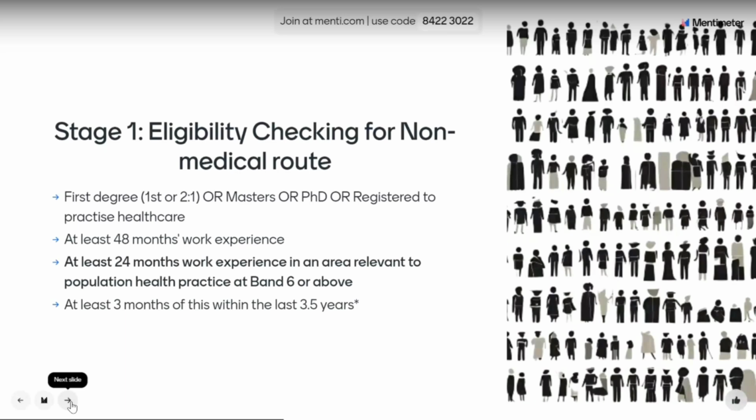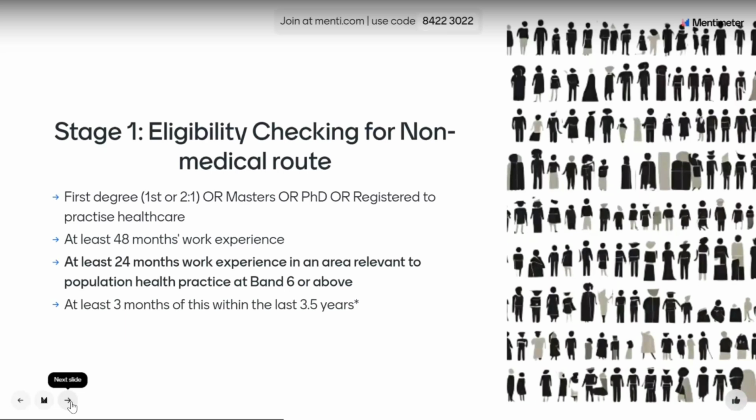And somebody that is a nurse or maybe a physiotherapist that has done some work that he or she could say is related to public health, and doesn't explain it properly, might not get shortlisted. I'll talk a little bit about the band 6 in the next slide when I'm giving an example.